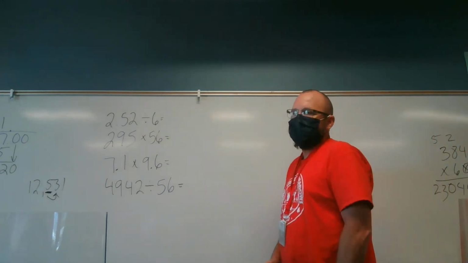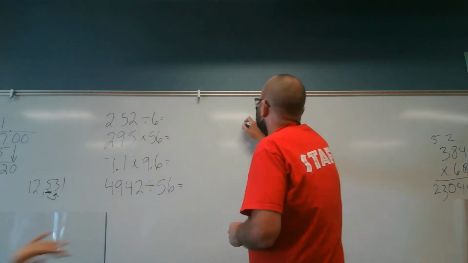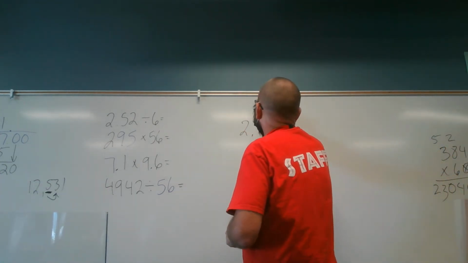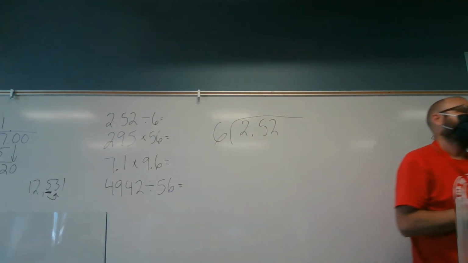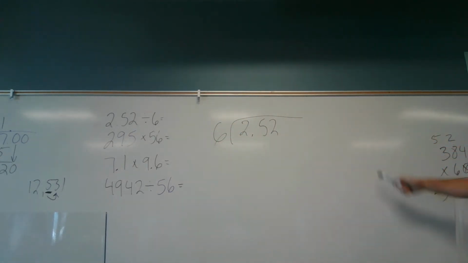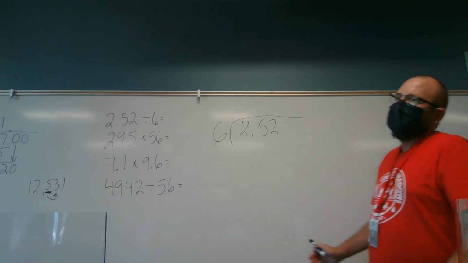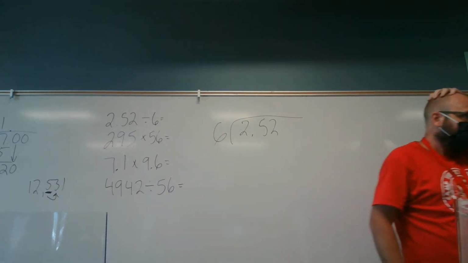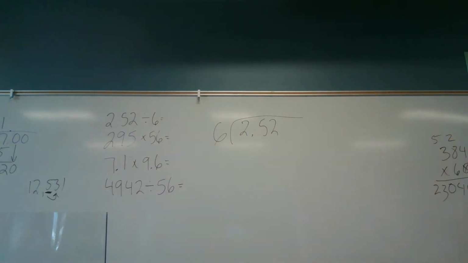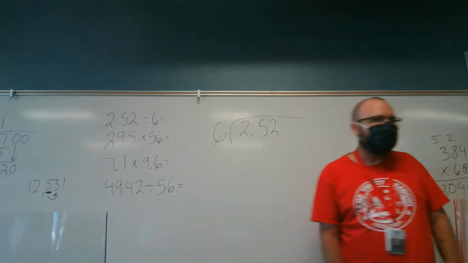Our first one is a decimal divided by a whole number. We have 2 and 52 hundredths divided by 6. Now normally I would have you write 6 times 1 is 6, 6 times 2 is 12, and all the way down. But I know you have a multiplication chart that most of you don't use anyway. I said most, I know some of you do. Otherwise you use the one on the wall.